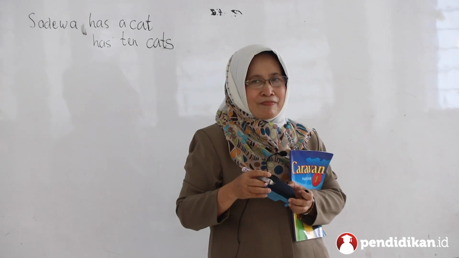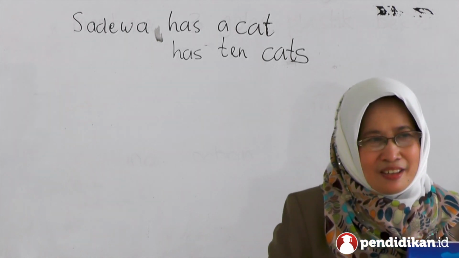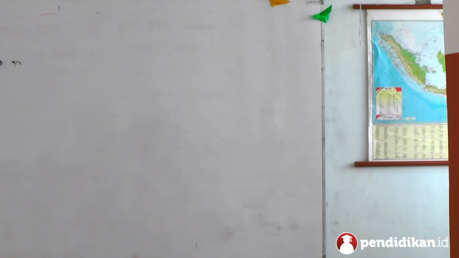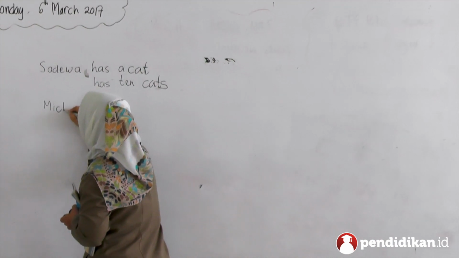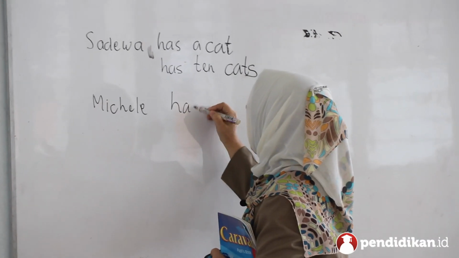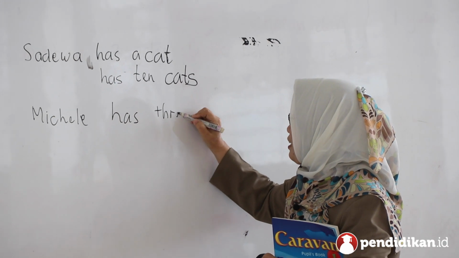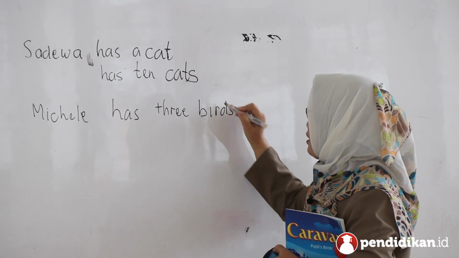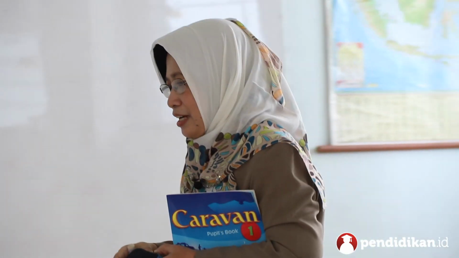Who has birds at home? Yeah. How many birds do you have? One. Oh, three. So what is your name? Michelle. Okay. Michelle has three birds. Good. Three birds. Yeah. So with S, because it is more than one. Three birds, just like what you have there in your book. Four goats. Three camels.